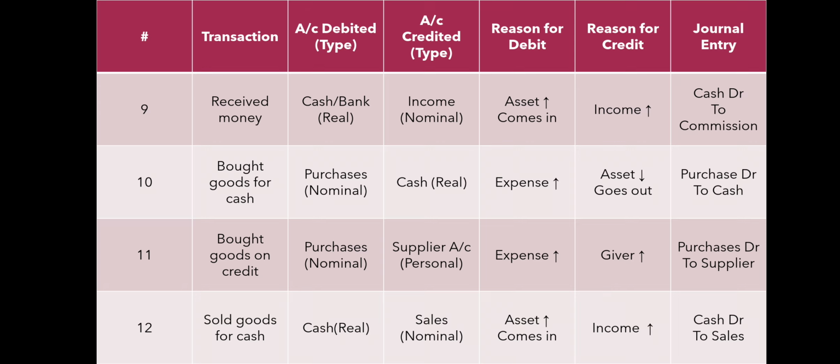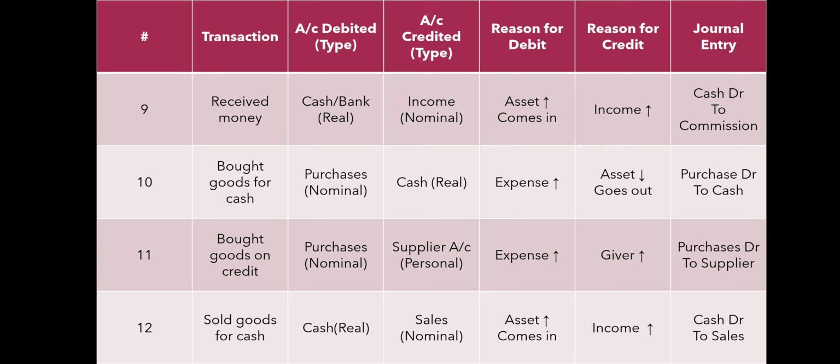Now in the next example, we are buying the goods but on credit. Okay, so if I'm buying on credit, I have not paid the cash. Okay, so instead the name of the supplier will come. Okay, so my journal entry will be the same, but instead of cash or bank, the name of the supplier. Okay, so my journal entry will be purchases account debit to supplier account.